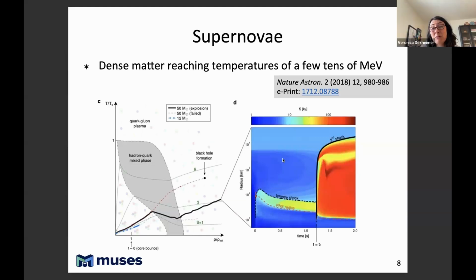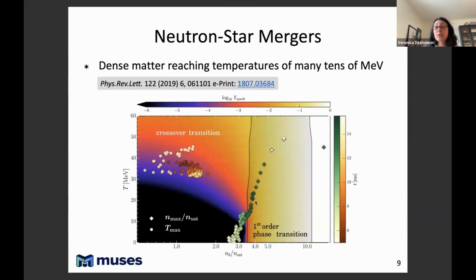But the issue is that most of this hot stuff you're generating is not inside the part that's going to become your neutron star. So this is the dense part. If you stay here inside this proto-neutron star radius, your entropy per baryon is not as high. So this is going to give you temperatures of tens of MeV. You might ask, what about neutron star mergers?